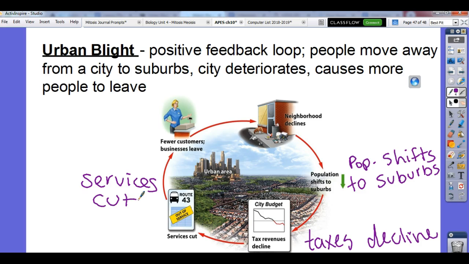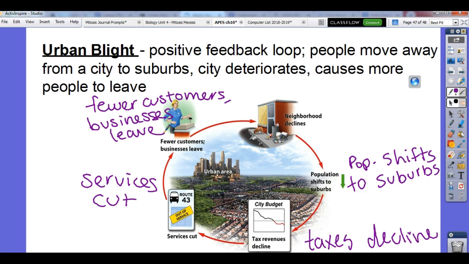And then because they cut services, there's fewer people, fewer customers, and some of the businesses leave. So more people end up leaving because there's less stuff to offer them. And then because businesses are leaving, the neighborhood declines. So now we've got empty, vacant lots. We've got rundown areas. We have empty properties, and crime might go up. So as a result, because it doesn't look pretty anymore, more people leave, and it just keeps continuing. The cycle keeps continuing and continuing.